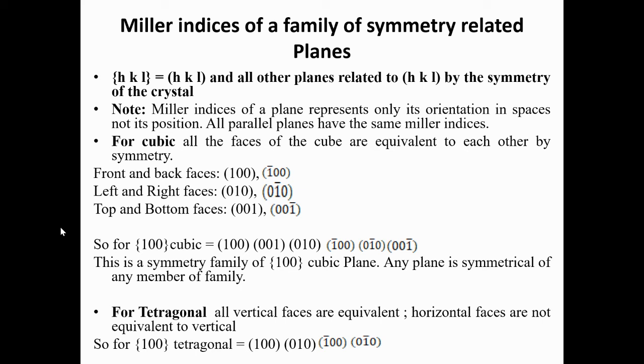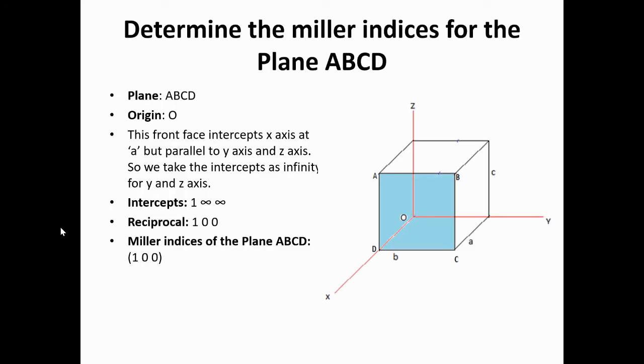But for tetragonal, all vertical faces are equivalent, but horizontal faces are not equivalent to vertical. So for the tetragonal family, these (1 0 0), (0 1 0), (1 bar 0 0) and (0 1 bar 0) are the symmetrical planes. Okay, understand?